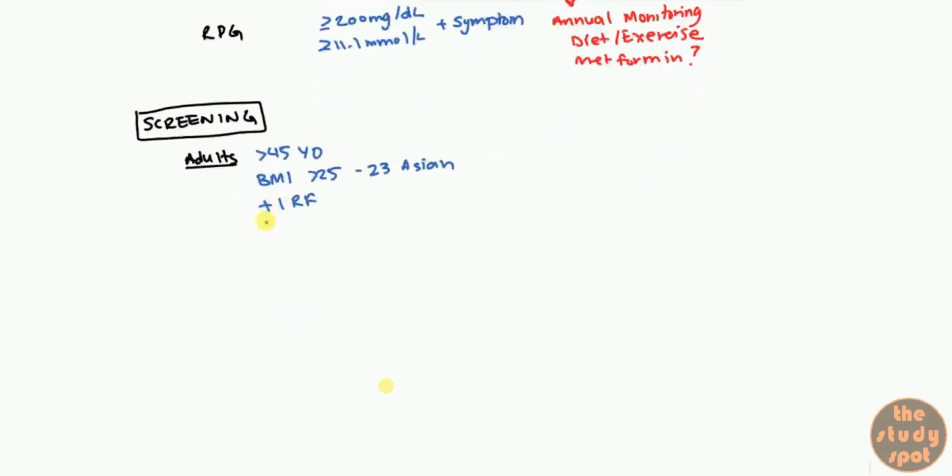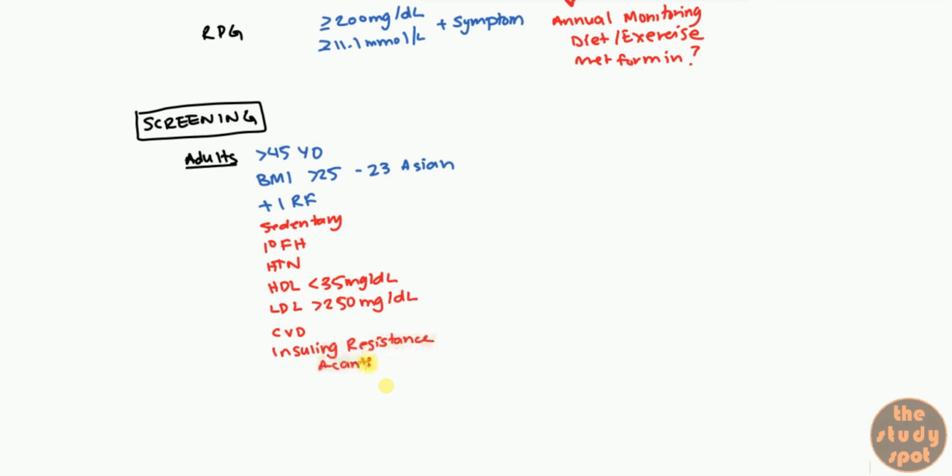And what are the risk factors? If they have a sedentary lifestyle, if they have a primary family history, so that's someone in their family: brother, sister, father, mother. If they have hypertension. If their HDL is low, less than 35, or their LDL is high, greater than 250. If they have a history of cardiovascular disease. If they have some of the symptoms of insulin resistance, such as acanthosis nigricans, which is a blackish discoloration in the knuckles or in the flexural areas, like in the armpits or back of the neck.